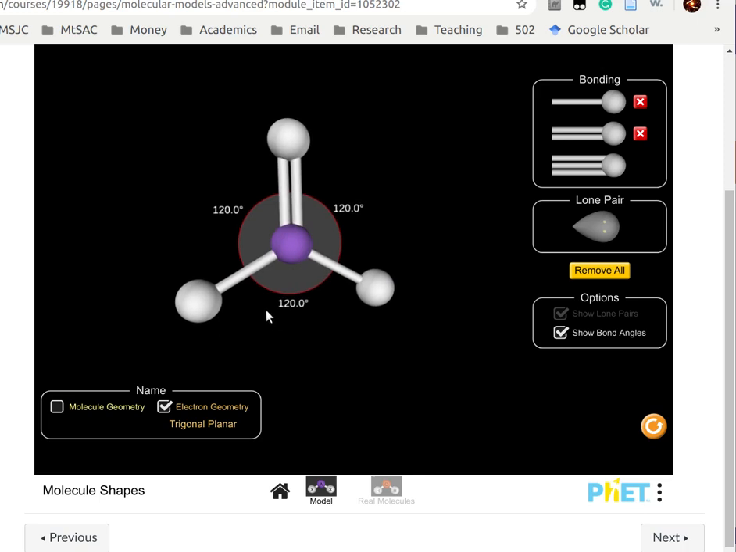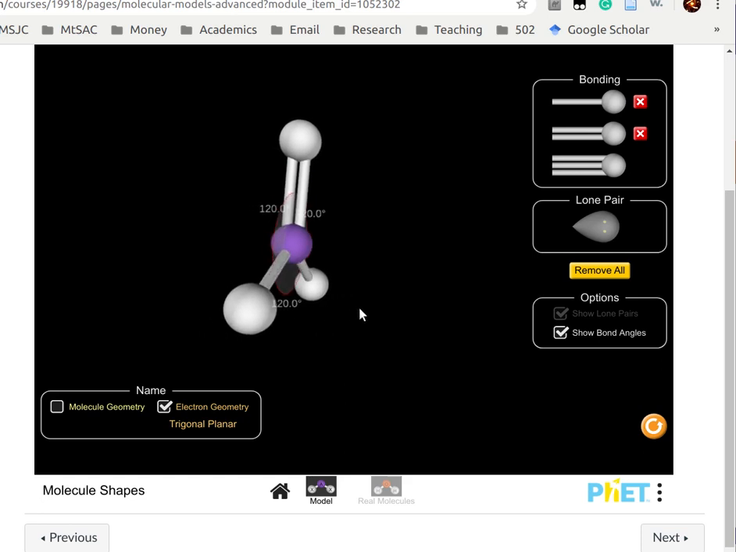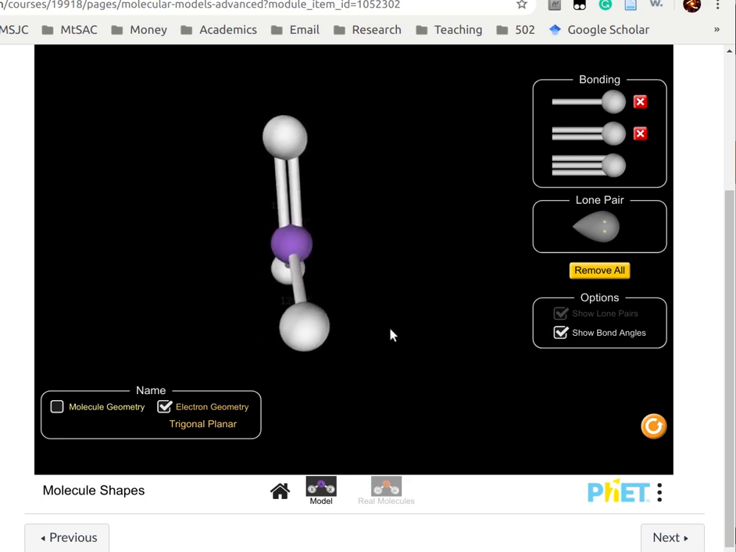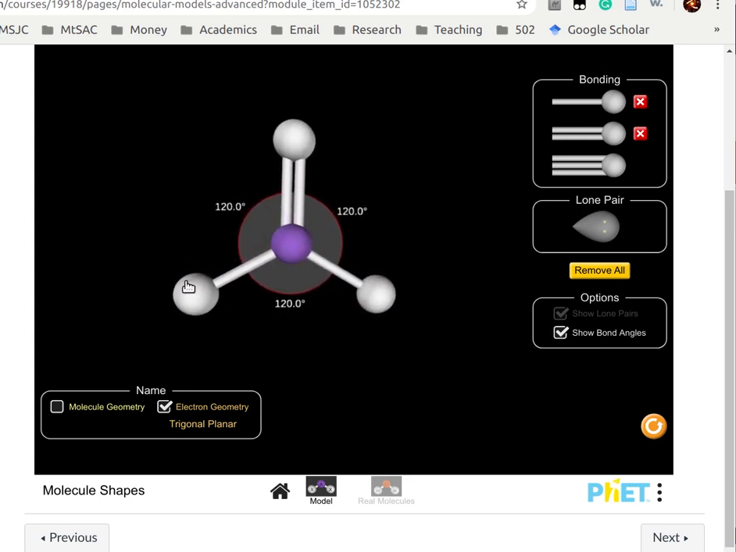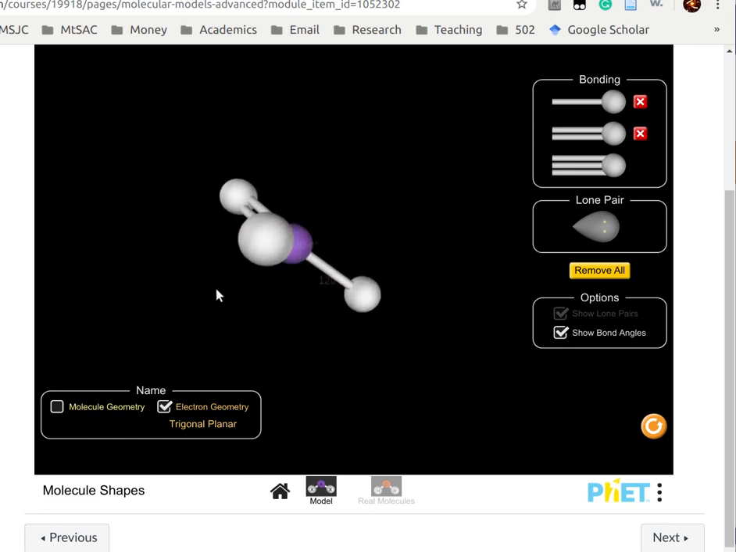And notice that if I flip this molecule to the side, all of these atoms are lying in a single plane. Okay, they're all lying in a single plane. And the vertices of each one of these terminal atoms, if we were to kind of connect the dots with those, we would form a triangle. So we call this geometric arrangement a trigonal planar arrangement.